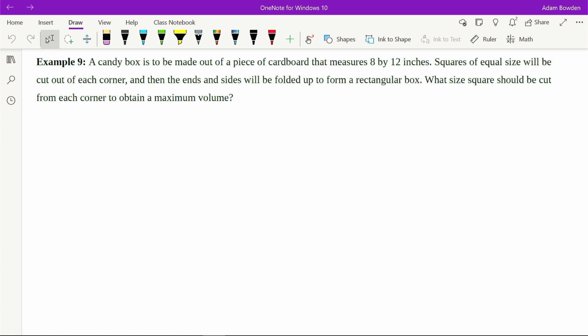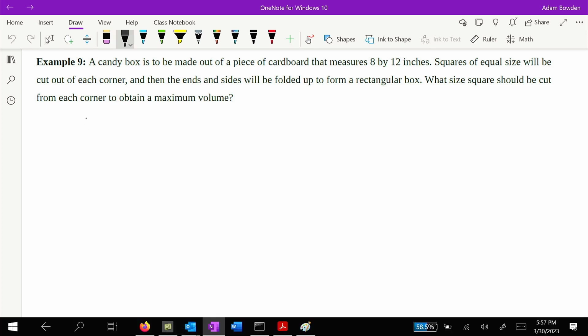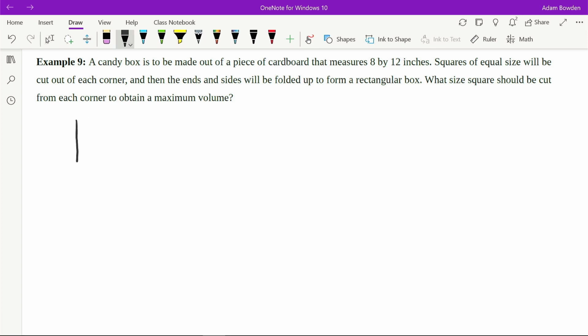In order to make the box, we're going to take this square piece of cardboard or rectangular piece of cardboard and cut out squares from each corner and then fold up the sides to make the rectangular box. And so the situation here is, what squares should we cut out from each corner in order to maximize the volume? Okay, so we're going to definitely need some form of picture to go along with this one to get a sense of how things are being built.